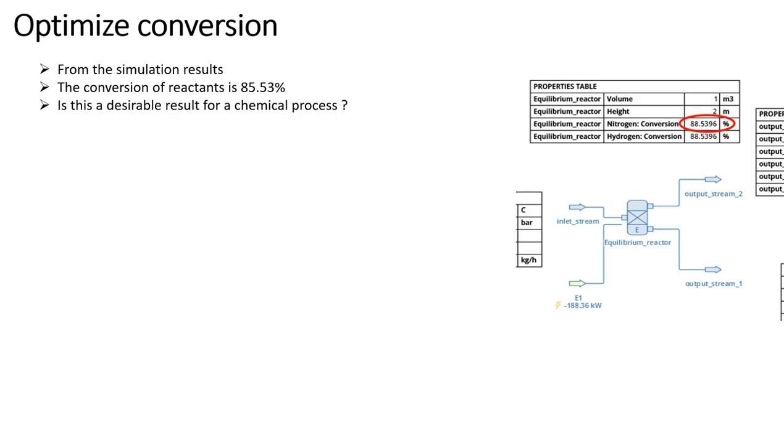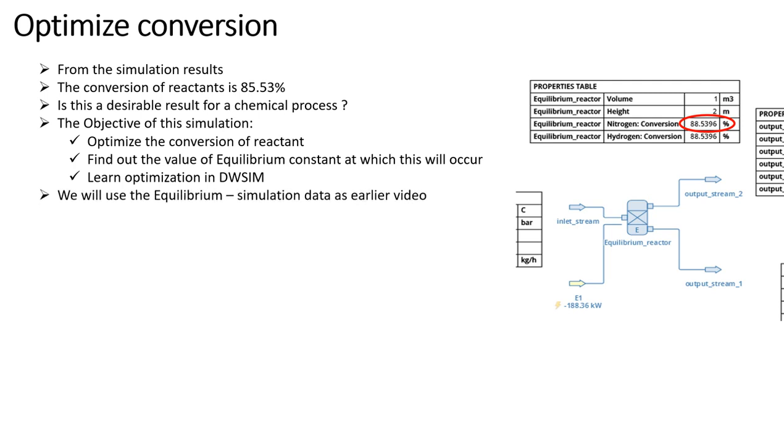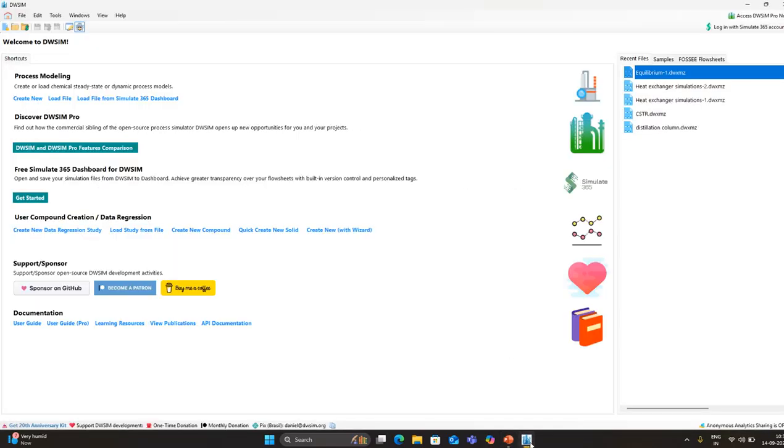So what we need to do is optimize the conversion in the reactor. The objective of this simulation will be to optimize the conversion of the reactor, find out the value of the equilibrium constant at which this will occur, which is more or less the same thing, and learn optimization in DWSIM, how we optimize things in DWSIM. We are not going to simulate this whole thing again. You can watch the previous video for that. In this video, we will simulate and figure out the optimum value of the equilibrium constant. So let's start.